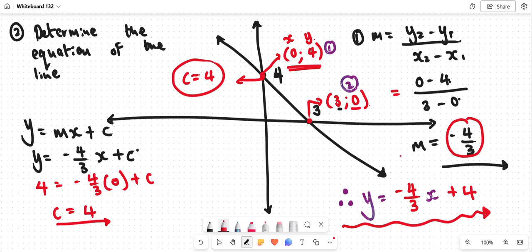As just one little caveat to this, I just want to talk you through what the equations of vertical and horizontal lines are. Let's look at that in the next example.